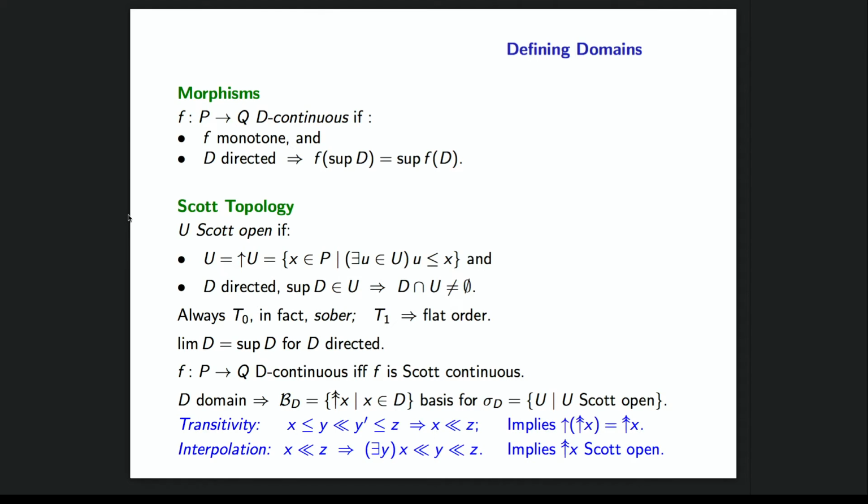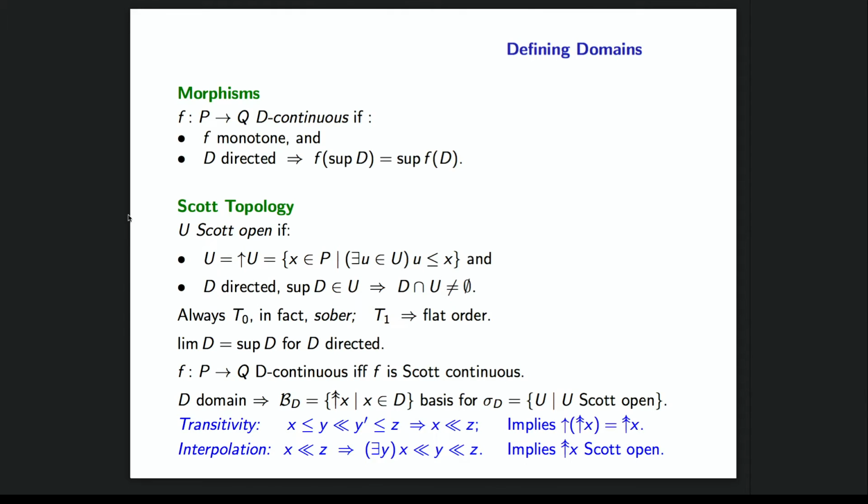And the second property is that it's Scott open. If I take a directed set whose sup is in U, then the directed set already has to intersect U. So as Peter Johnstone said, the Scott open sets are upper sets that are inaccessible by directed sups. That's another way to say it. So this is always a T0 topology. Given two points, there's a Scott open set containing one but not the other. It's in fact a little stronger.